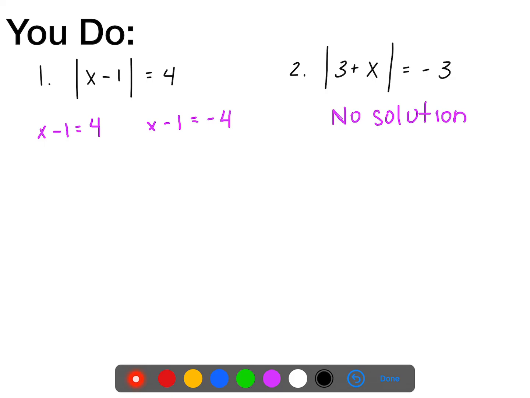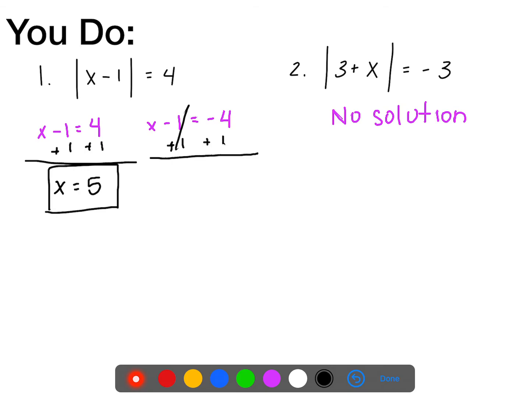And then I'm just going to solve these. So I'm going to add 1 to both sides, and I get x equals 5 is my first answer. I'm going to add 1 over here too, and I get x equals negative 3. So I think the trickiest part of this is writing the two equations, because once you have the equations, you're good at solving regular equations.